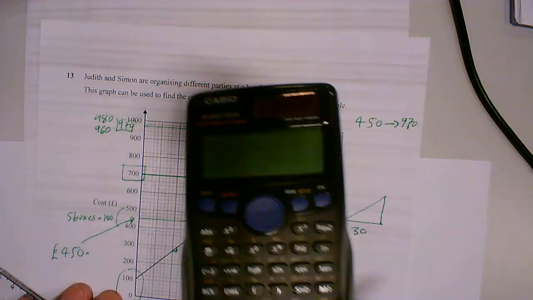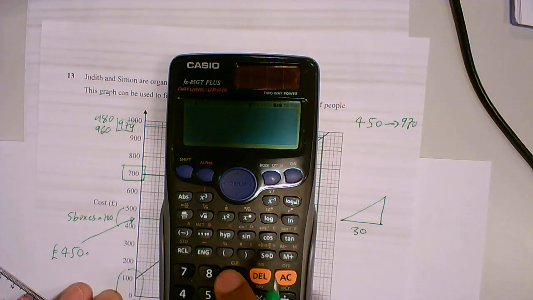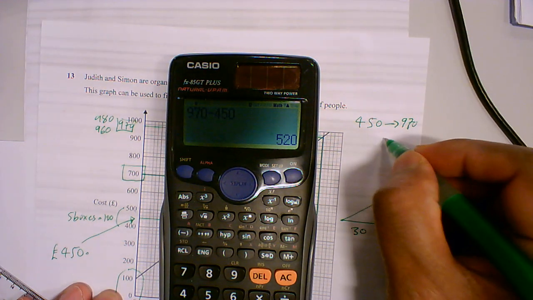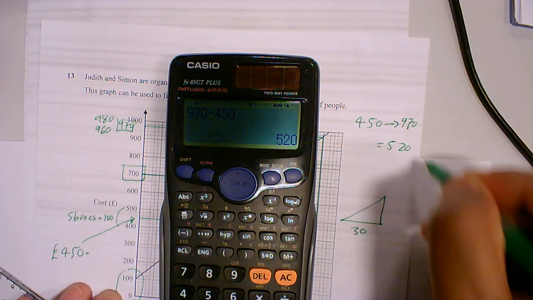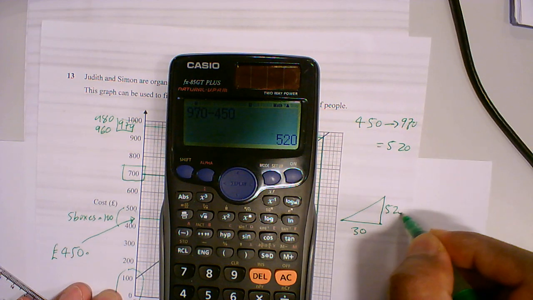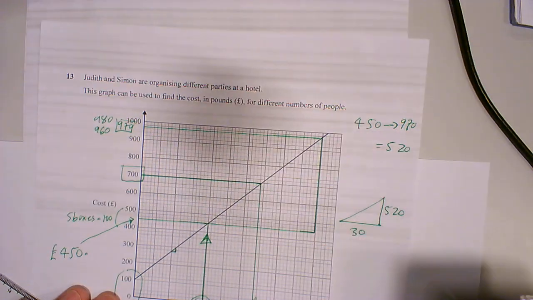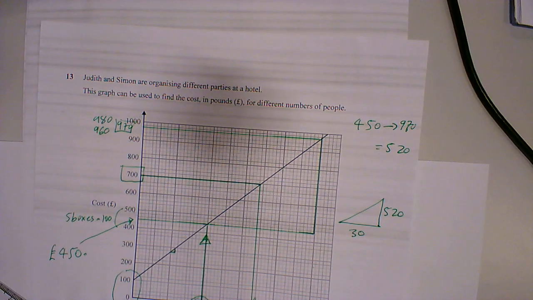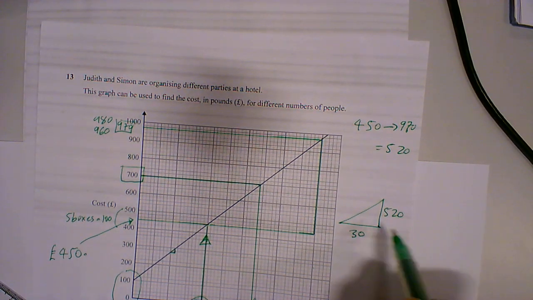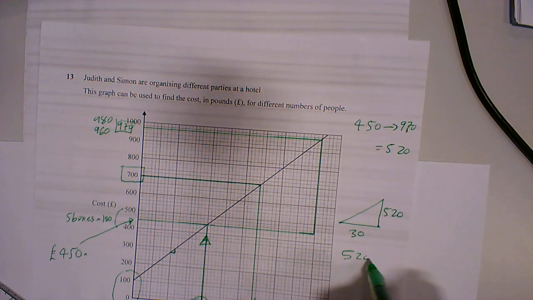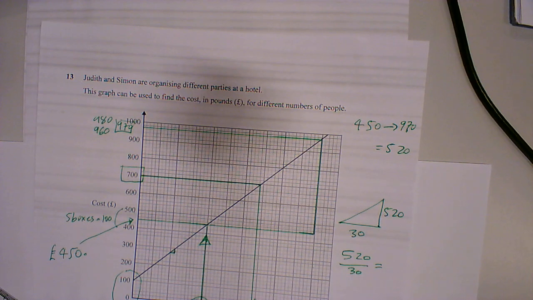So what's the difference between them? 970 take away 450 gives me 520. So my y distance is 520. Okay? Is that clear so far? So now what I'm going to do is I'm going to divide these. So I'm going to do 520 pounds divided by 30 people. That gives me the cost of one person.